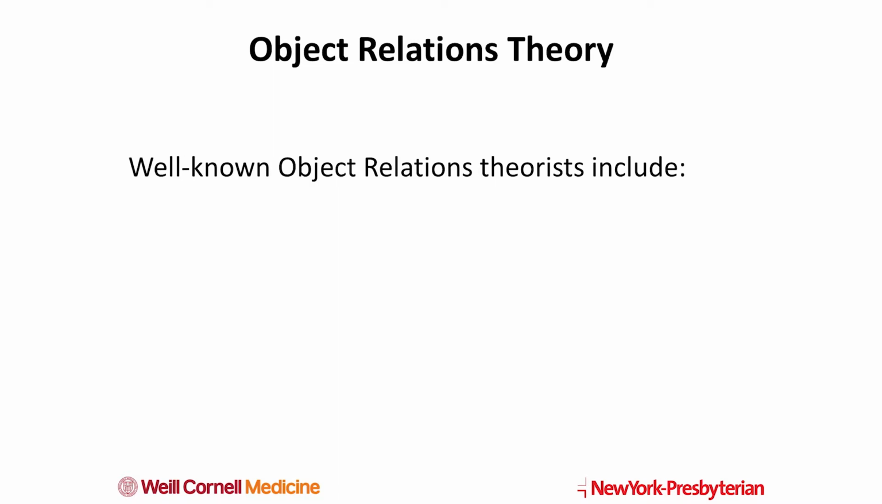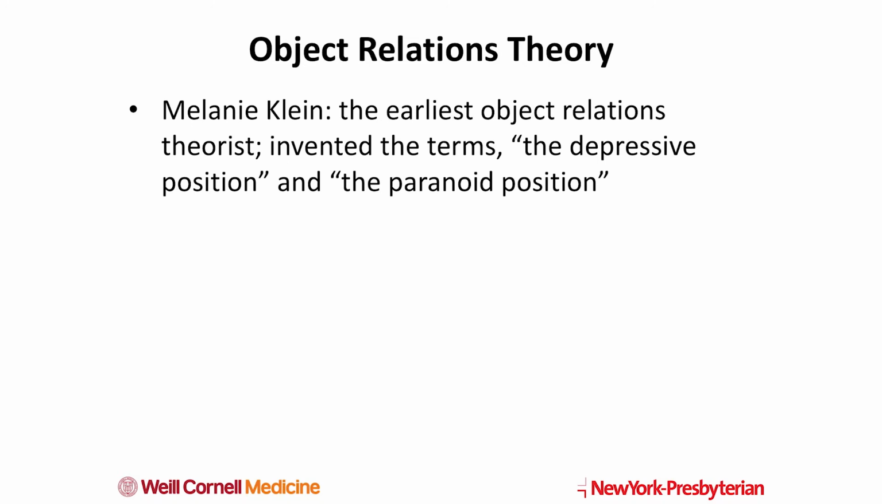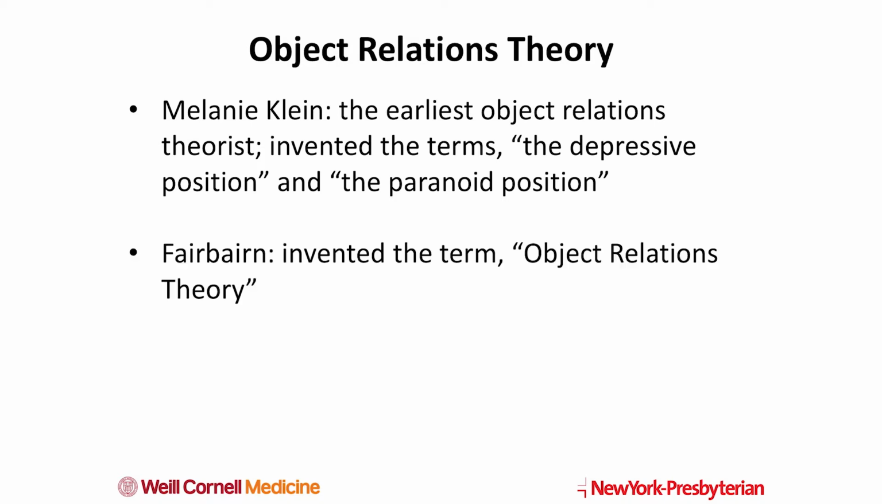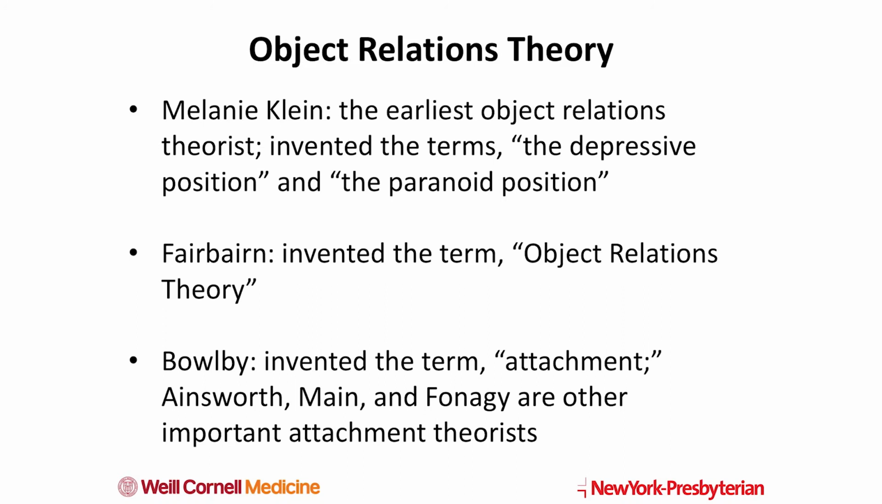Some famous theorists who are important to object relations theory are Melanie Klein, who is the earliest object relations theorist. She coined the terms the depressive position and the paranoid position. Ronald Fairbairn, who coined the term object relations theory. John Bowlby, who invented attachment theory. Mary Ainsworth, Mary Main, and Peter Fonagy are other important theorists of attachment.